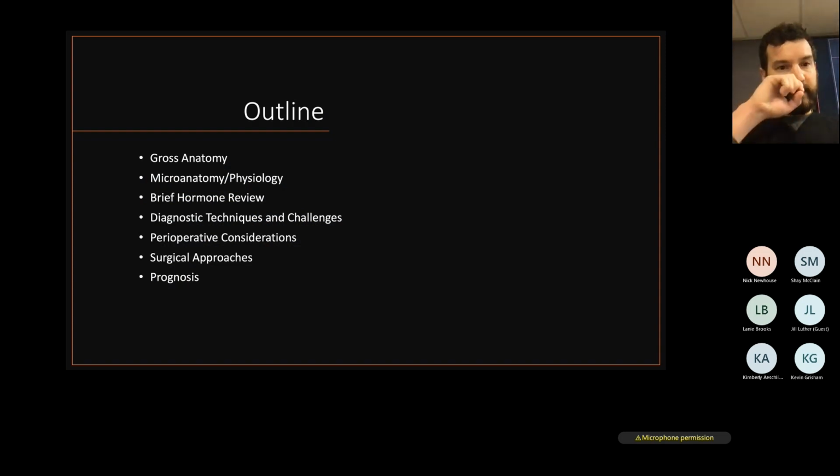So, brief outline: we're going to talk about the gross anatomy and then switch over to microanatomy and physiology very briefly, and briefly go over some hormone review as well. There's a lot of nuances with diagnosing these tumors and trying to get as much information as we can before we go in surgically. The perioperative care of these patients is complicated. So we'll talk about that, and then surgical approaches and prognoses.